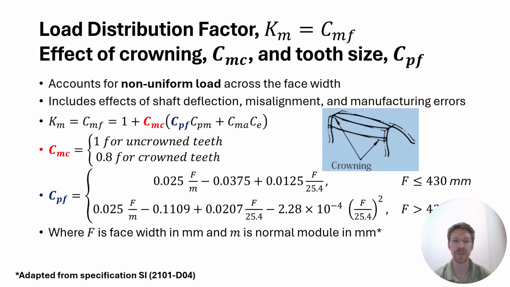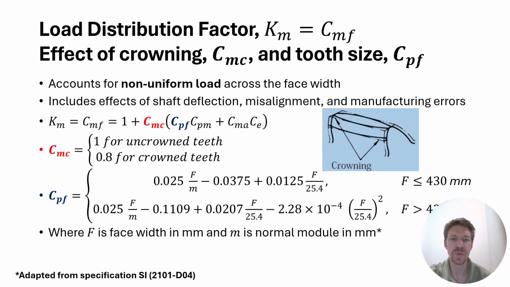Firstly is C sub MC. That is a factor for crowned versus uncrowned. You see an image here that's a sketch of crowned versus uncrowned. Crowning is where the teeth are rounded so that the location that needs more support has more support. And so when there's load, it flattens out and gives more uniform distribution of the loading. So crowning helps in terms of reducing negative aspects of the load. So you've got a value of 1, C sub MC of 1 for uncrowned teeth, and C sub MC of 0.8 for crowned teeth.